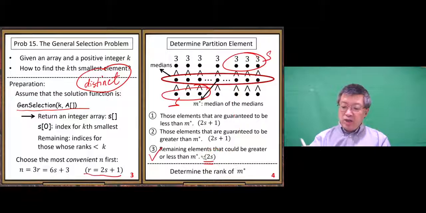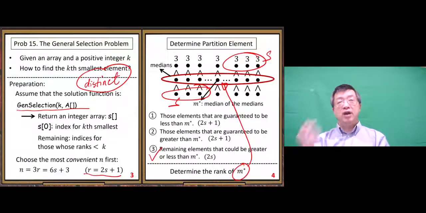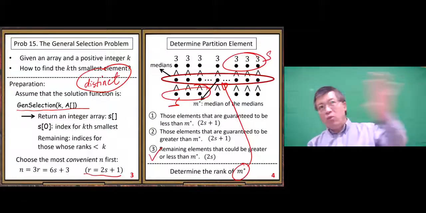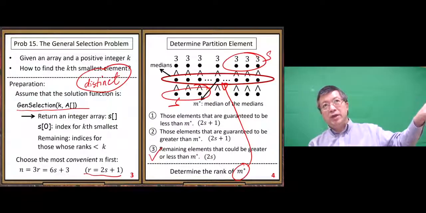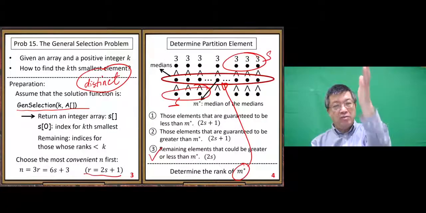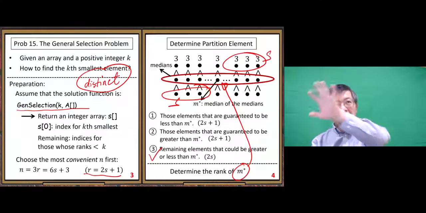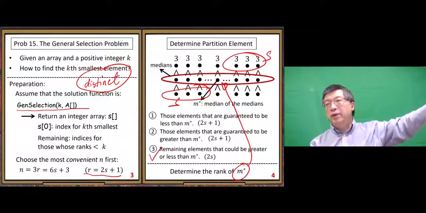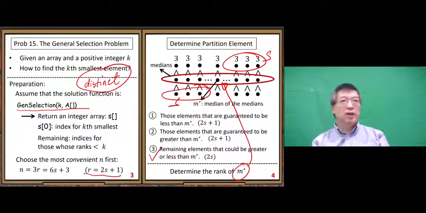So our next step, we need to determine the rank of M star. What is the rank of M star? We need that information because we want to throw away one of the two subarrays. So you need to know the exact location of M star so you can throw away one of the two subarrays. Otherwise, you cannot throw away any subarray.